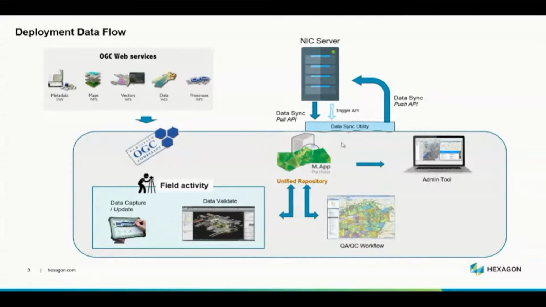And we need to have a utility which can pull the data from the NIC and maintain it in a staging server or a centralized repository which you can update. Right? So we have created a utility which is going to synchronize the data in a timely manner, where whatever needs to be updated will come from the NIC server and be maintained in our central repository, right? Now, this data will then be made available to field activities.